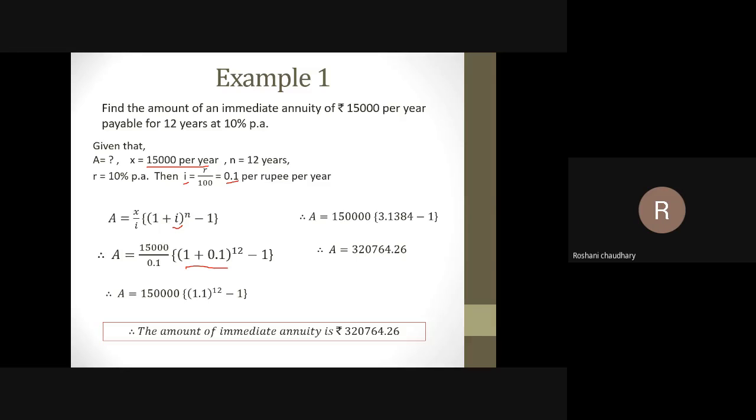How did the last figure come? 3,20,764 is 1,50,000 multiplied by this one. You have to solve this bracket first, right? 3.1384 minus 1, so it becomes 2.1384, and this will be multiplied by 1,50,000.